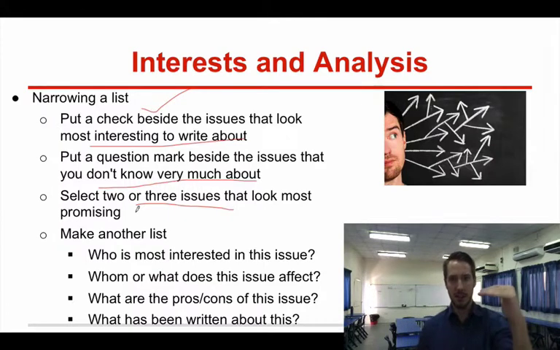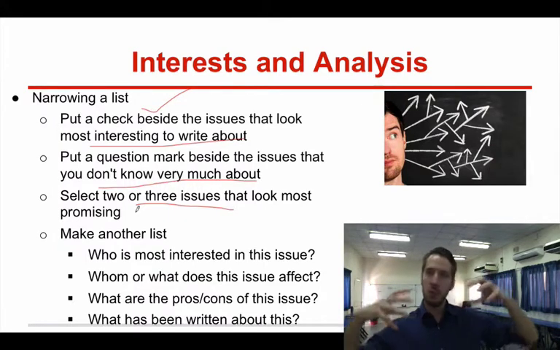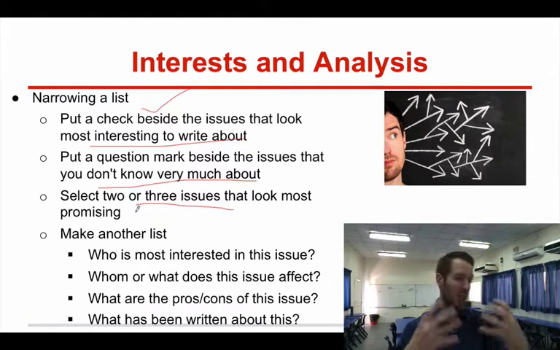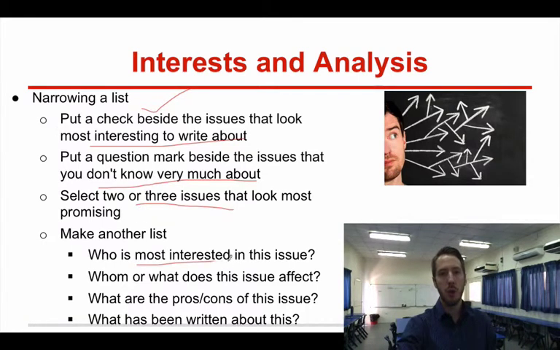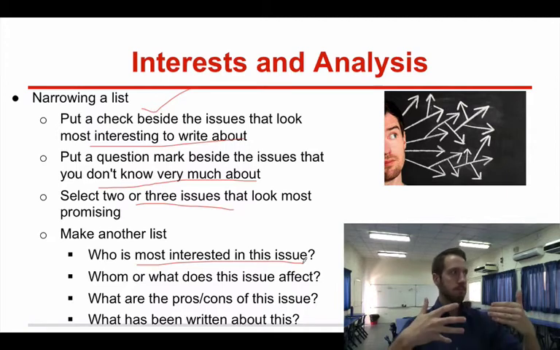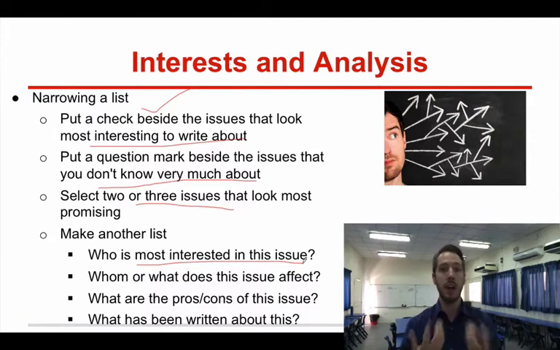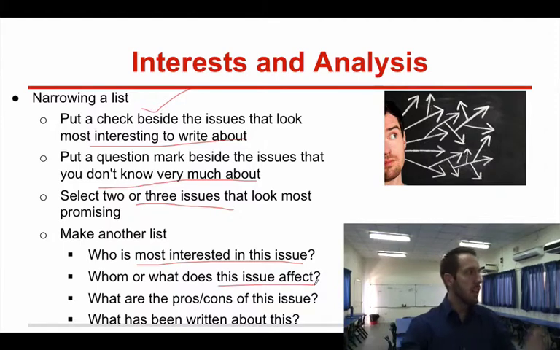Now you're going to make another list, because you have to think about your readers, you have to think about the issues, you have to think about the counter arguments of what you might be making. So think about who's most interested in this. Think about, as a reader, am I going to be interested in this? Who does this affect?